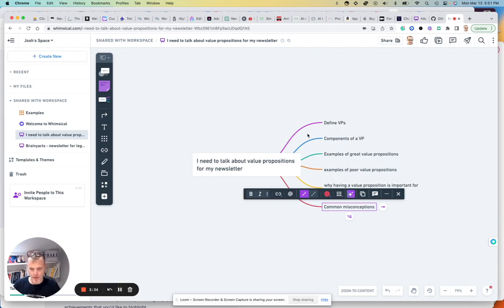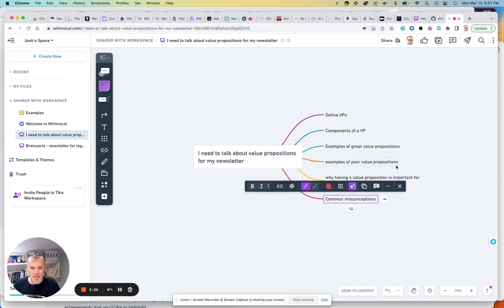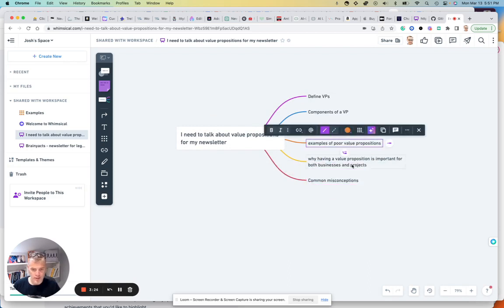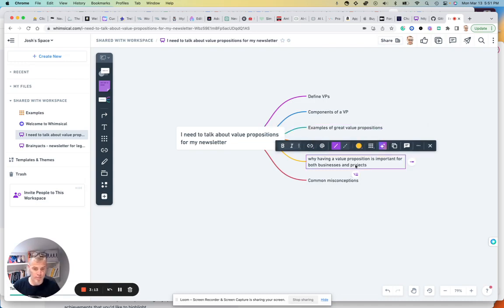Okay, so I basically started building out the mind map: define value propositions, components of a value proposition, examples of great value propositions, and examples of poor ones. Why having a value proposition is important for both businesses and projects, and common misconceptions. So, say I'm stuck, and I'm like, okay, let's talk about the importance of a value proposition for both business and projects. Well, I click this little button, and it says generate ideas. So let's see what AI can generate to continue to drill down into this mind map. Maybe it's going to give me some good topics, some other categories, and let's see where this goes.